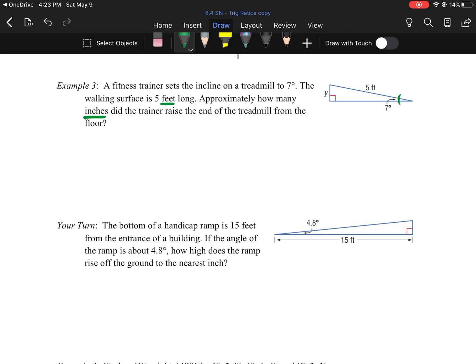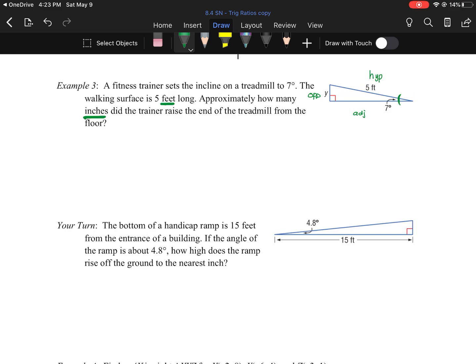If this is my 7-degree angle, that must make y my opposite side. The bottom is my adjacent side. And that 5 feet, the ramp part that we're walking on, that's my hypotenuse because it's across from my 90-degree angle. So now we don't have to find sine, cosine, and tangent. We just have to find the one that we need to use the most.